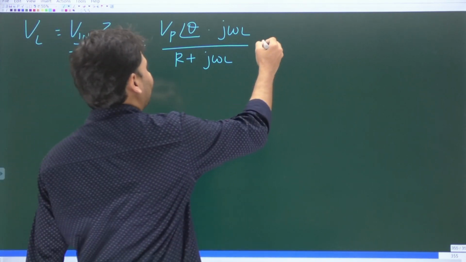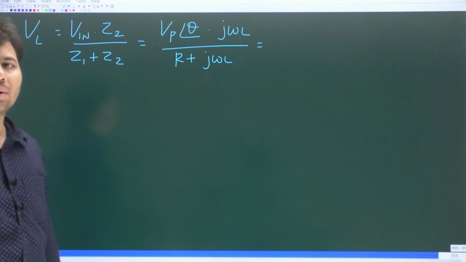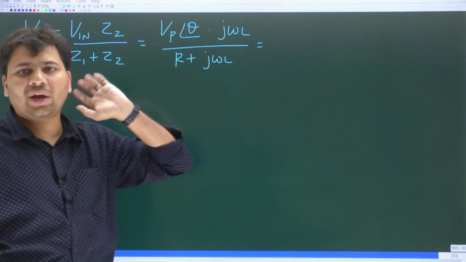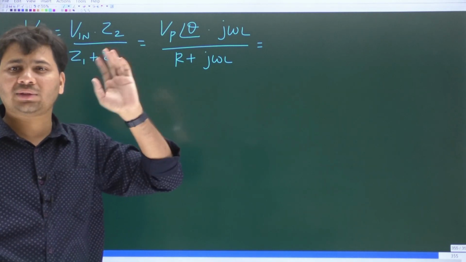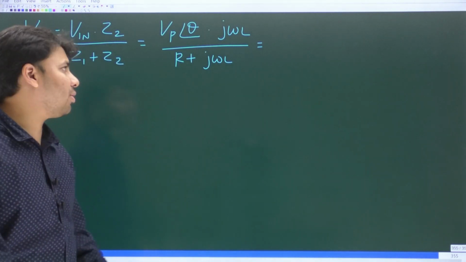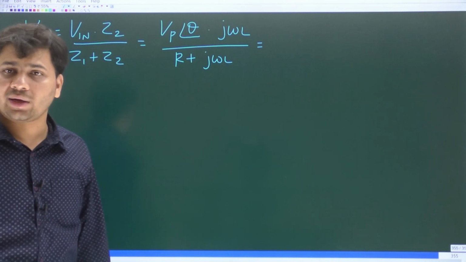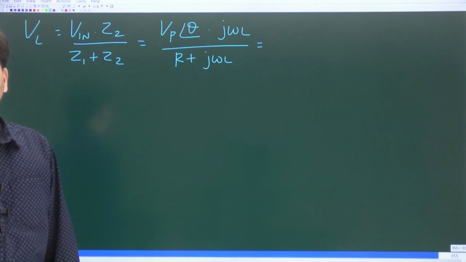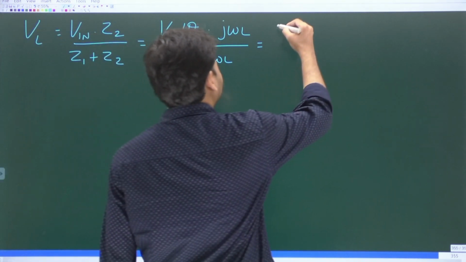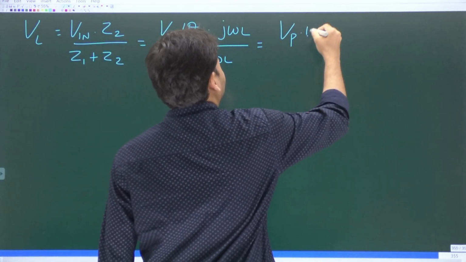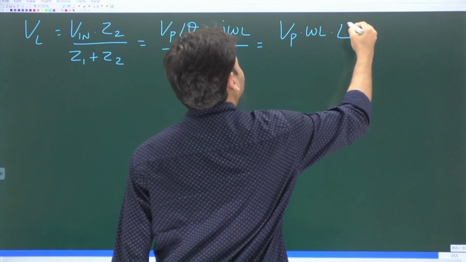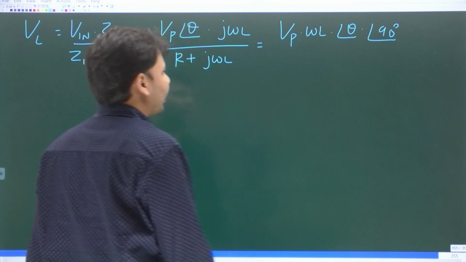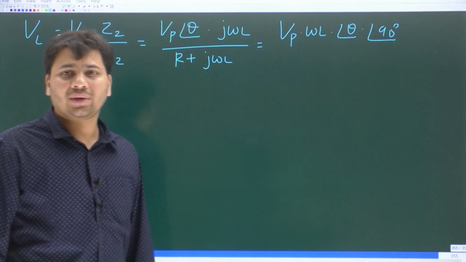Now if you look at the numerator, Vp angle theta is in polar form. What is j omega L in polar form? Is it not omega L angle 90 degrees? Yes or no? j omega L is the same as omega L angle 90 degrees. So this can be written as Vp times omega L times angle theta and also angle 90 degrees, because j is simply equal to angle 90 degrees.